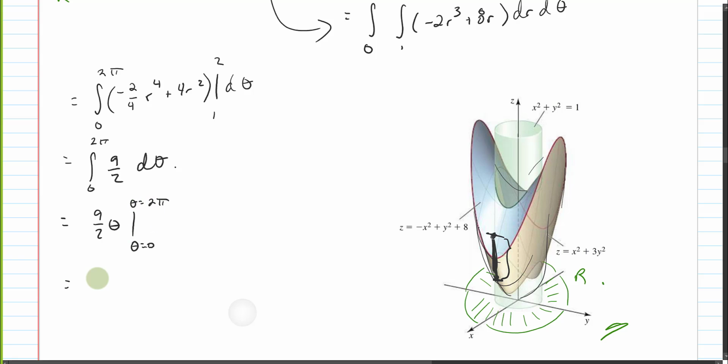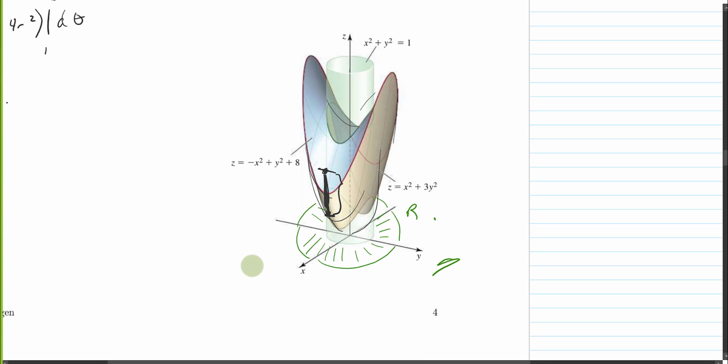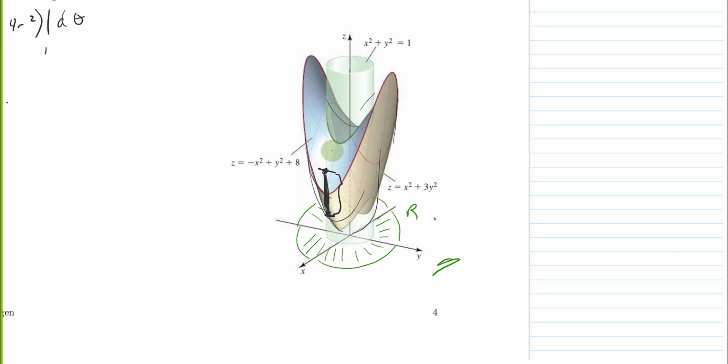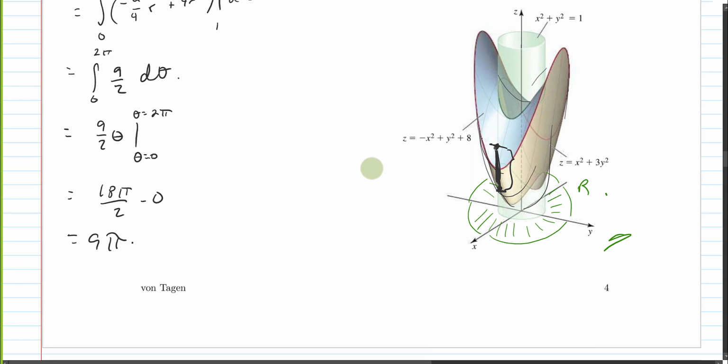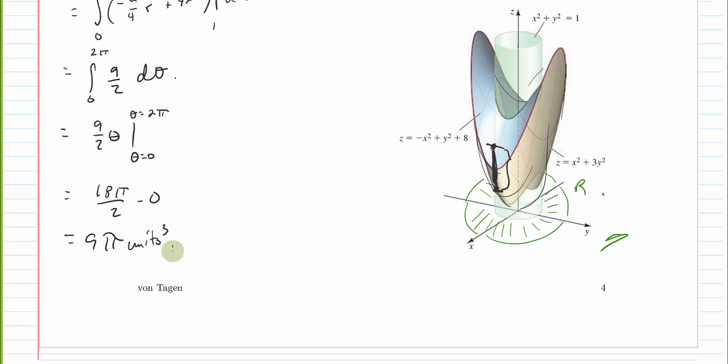So we end up with 18 pi over 2 minus 0, or we get that the volume of this shape, which you can think of as this paraboloid intersected with this hyperbolic paraboloid, but then cutting out the cylinder in the center, is 9 pi. So 9 pi units cubed. Questions on that example, folks?